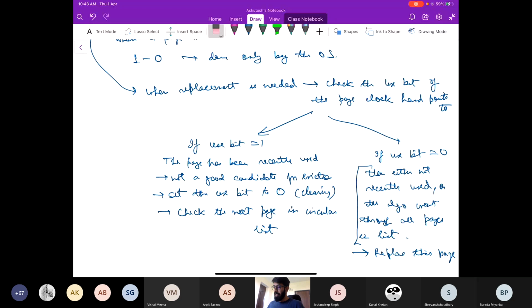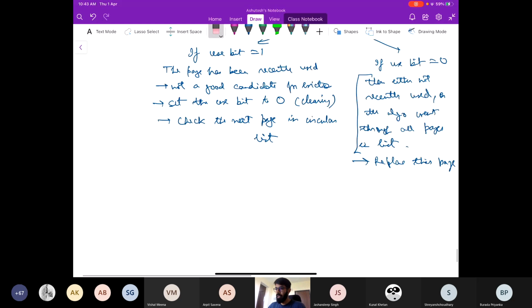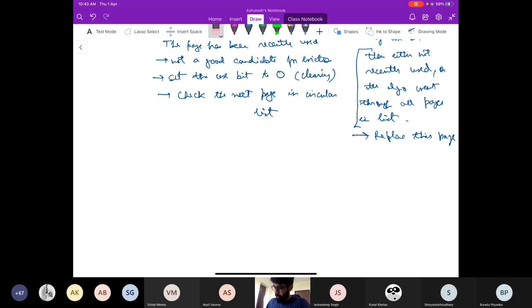And this is just one popular implementation, but you can have any other implementation which periodically clears the use bit.